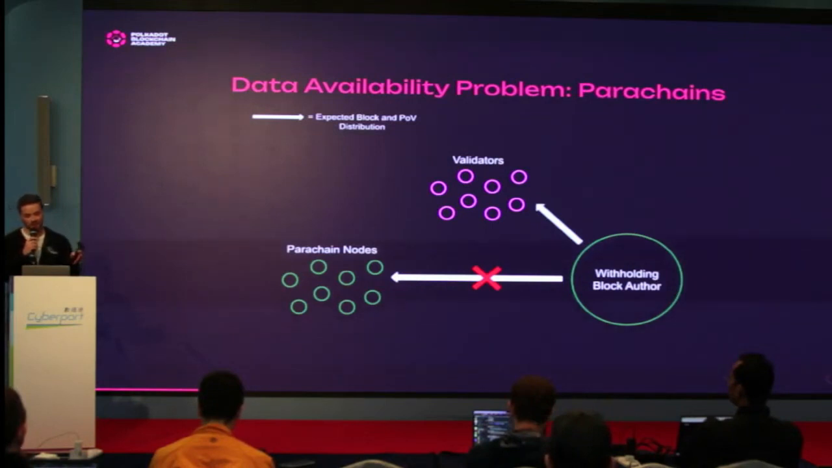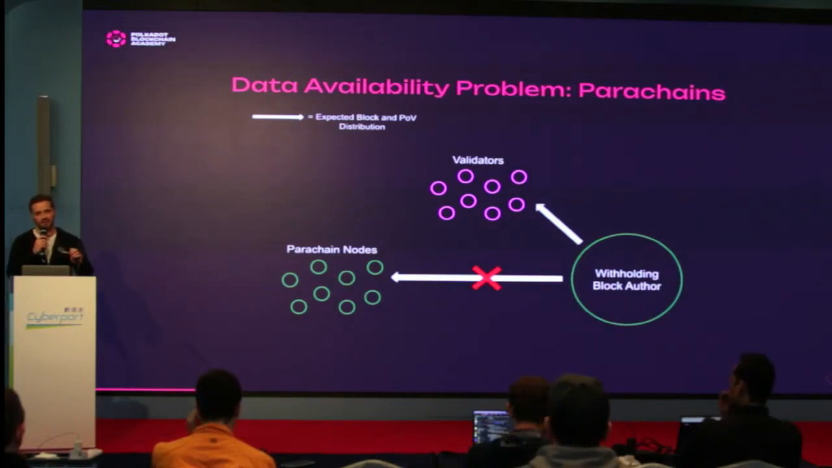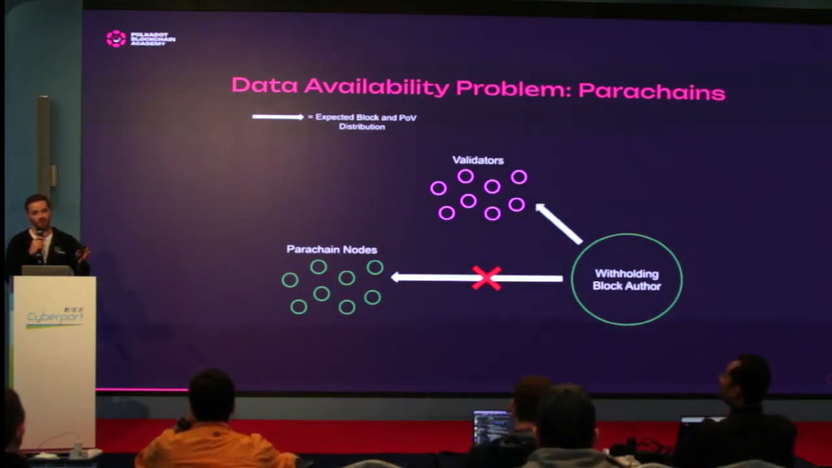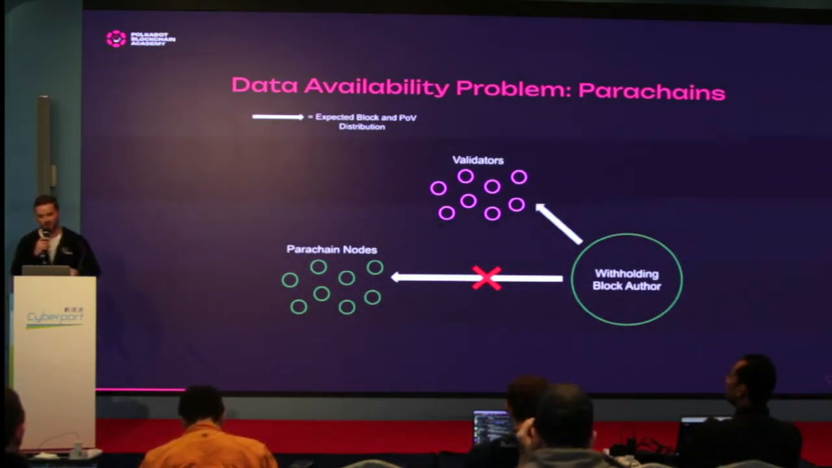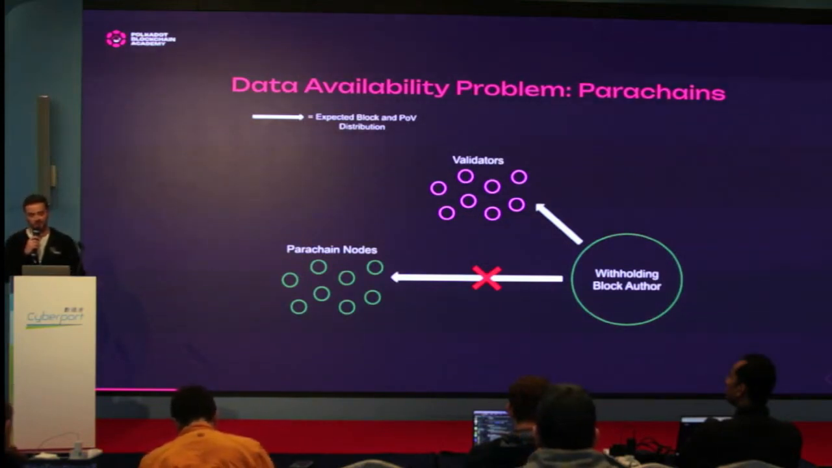All of this can happen without that block author telling any other parachain nodes about the block they just made. So a parachain block can become finalized without its author telling any other parachain node about it. This is kind of a unique problem to Polkadot, and so we had to make kind of a unique data availability solution.